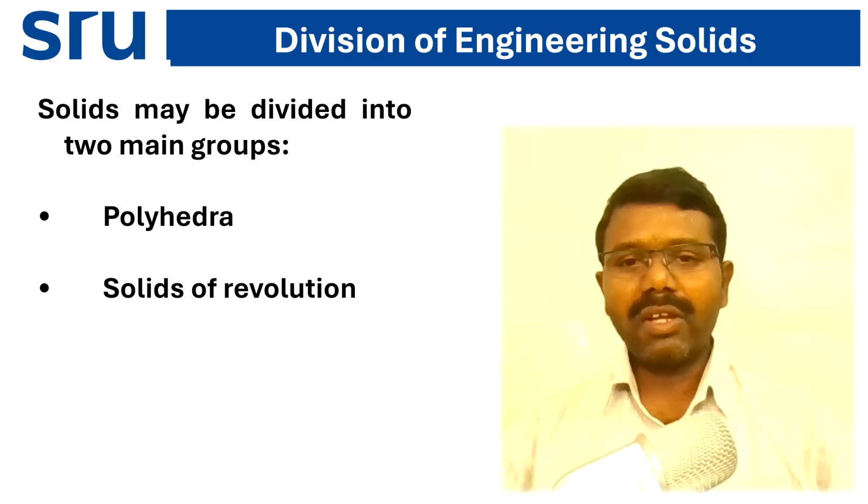The division of engineering solids. Whatever we are seeing, everything is solid, but engineering solids are different from what we are seeing. The engineering solids have a particular shape and size with predefined dimensions, so that is why they are called engineering solids. These engineering solids can be divided into two main categories: polyhedra and solids of revolution.